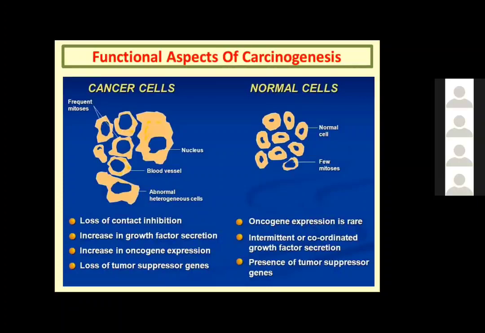These are specific features of malignant cells as well. We find loss of contact inhibition, increase in growth factor secretion, increase in oncogene expression, loss of tumor suppressor genes. This is in contrast to the normal cells where oncogene expression doesn't happen or is rare, intermittent or coordinated growth factor secretion, presence of tumor suppressor genes, and DNA protective genes, DNA repair genes, apoptosis pathway genes, all are in normal status.